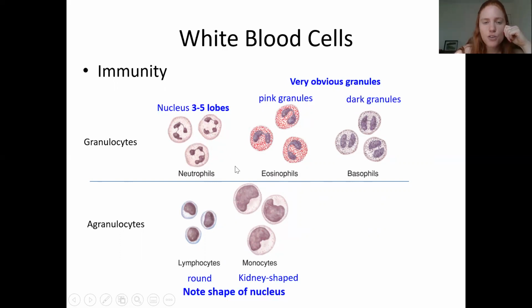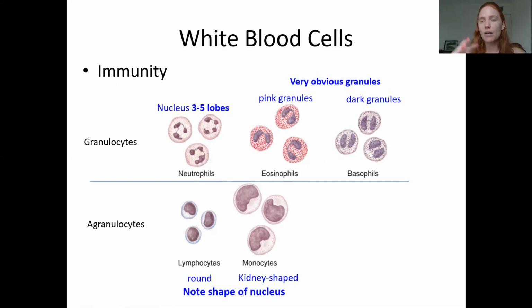Now, between those three, though, the eosinophils and the basophils, they have very, very obvious large granules, whereas the neutrophil ones, their granules are kind of small, so it looks more like texturing than it does look like actual granules. Okay, so for the eosinophils, they're going to have lighter staining pink granules, and the basophils are going to have very, very dark granules.